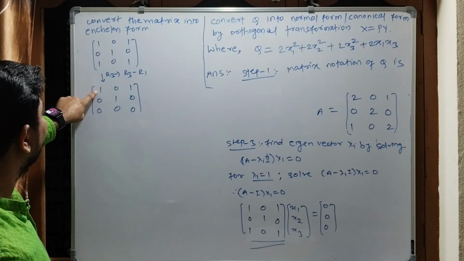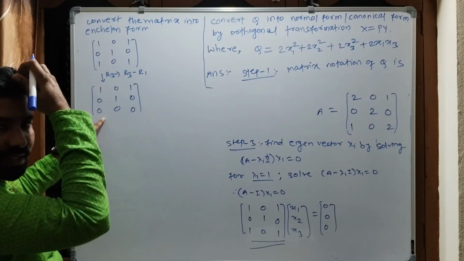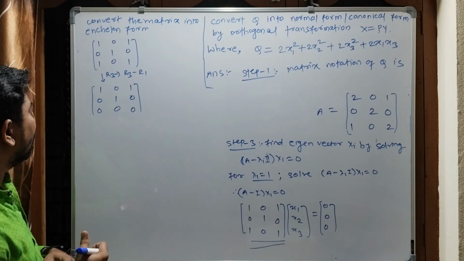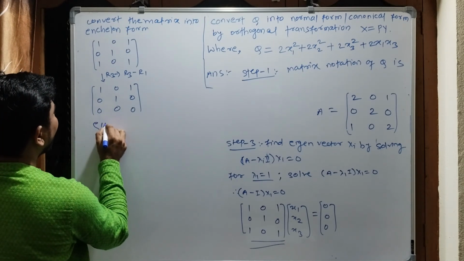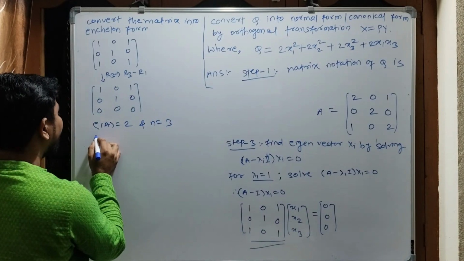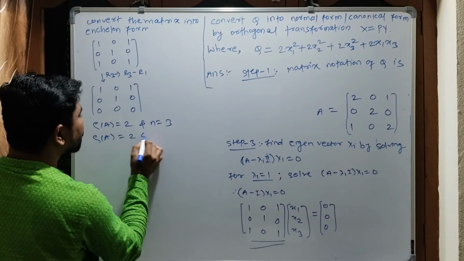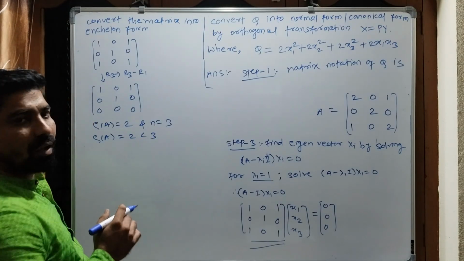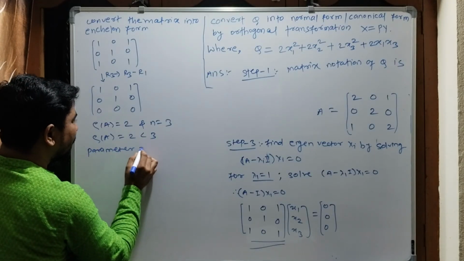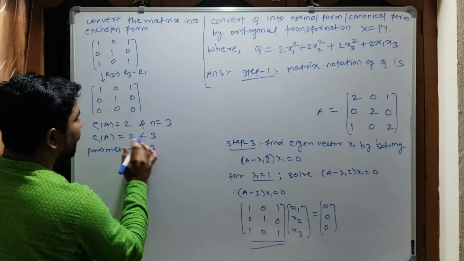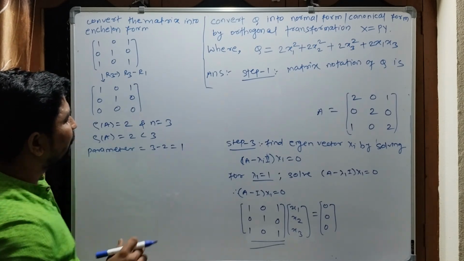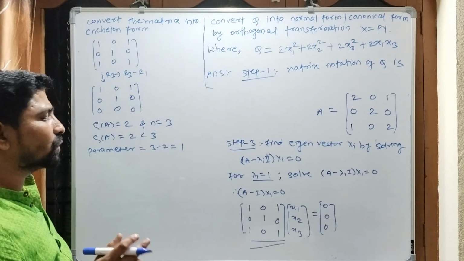Now you can observe one thing. Here this is the echelon form: the zero row of this matrix is below the non-zero row, and the leading element of R2 occurs to the right of the leading element of R1. Here the rank of matrix A is equal to 2 and the number of unknowns is 3. So if rank of A, which is 2, is less than the number of unknowns, which is 3, then the number of parameters equals n minus r. Here n is 3 and r is 2, so n minus r is 3 minus 2 equal to 1. This means that we have to assign one free parameter to either x1, x2 or x3.